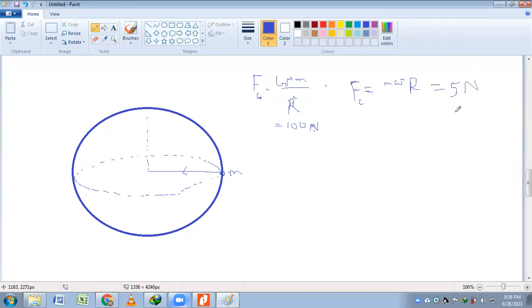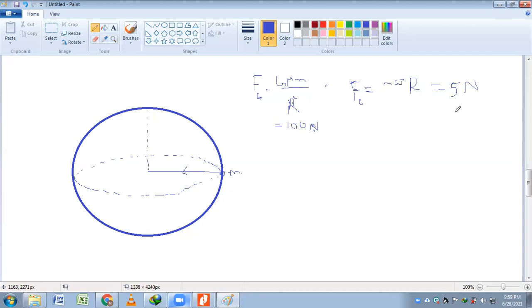Now, I want you to understand this thing. By virtue of gravitational force, this object on the surface of Earth has 100 Newton force available to itself, working towards the center of Earth. Out of this 100 Newton force, it needs to utilize 5 Newton force continuously to maintain its circular motion. So it has a 100 Newton force because of gravitational pull, but to maintain circular motion, it has to always use 5 Newton force. So how much force is left?